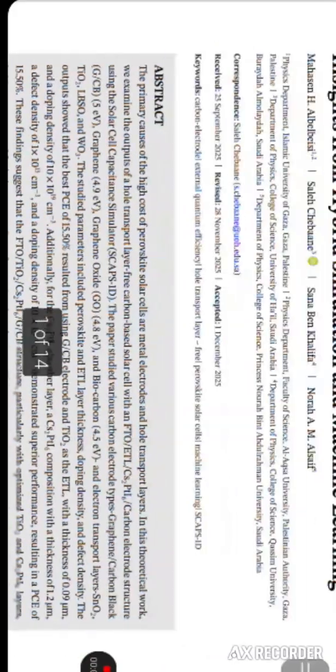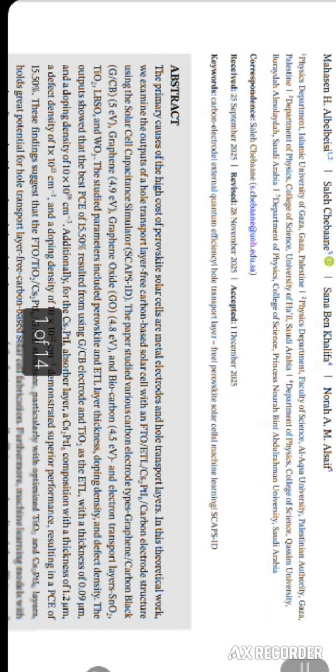We are going to speak about another research paper that combines SCAPS-1D with machine learning to accelerate the discovery of hole transport layer-free carbon-based perovskite solar cells. This paper was published in Advanced Theory and Simulation, which is a Q1 journal, Scopus indexed.